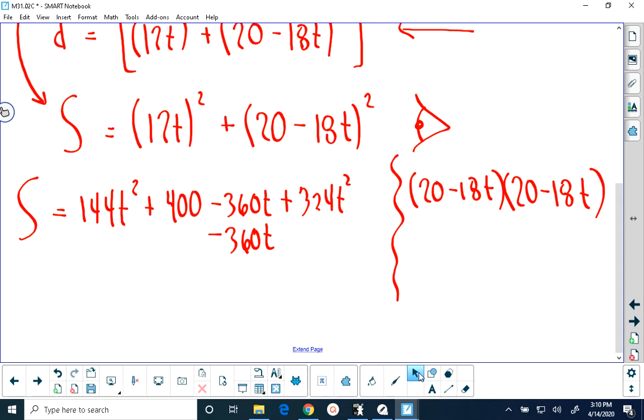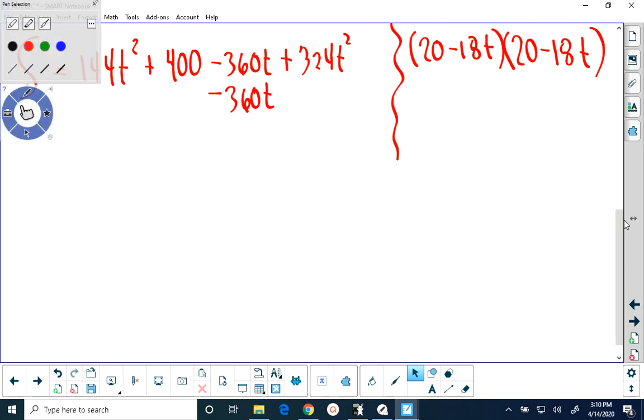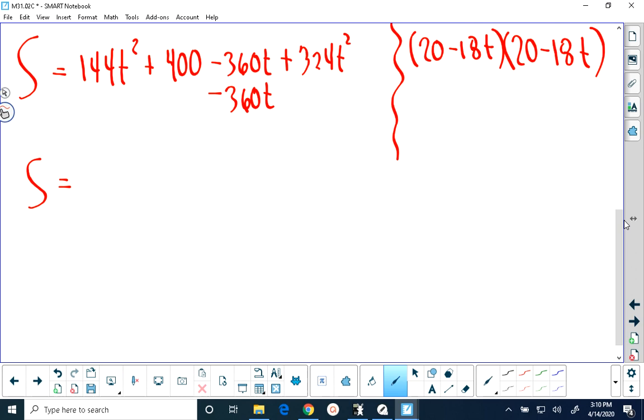We can simplify that further by taking the 324 t squared plus the 144 t squared to get a nice tidy quadratic function of s equals, what do we have? That's 468 t squared minus 720t plus 400. I'd better just check that. 324 and 144 is 468. We're okay.